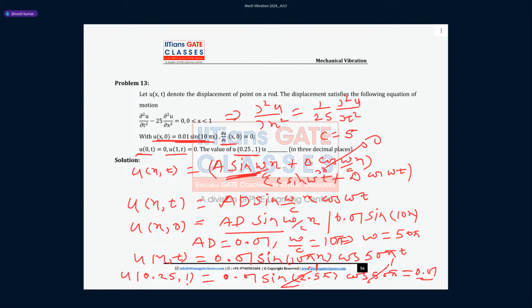Why is calculation required? Cos 50 pi is 1, right? And sine 2.5 pi is 1. So what is the answer? So 0.01, right? There was no calculation involved here. Simple. We have not done any calculation. So everybody, is it clear why 0.01 is the answer?